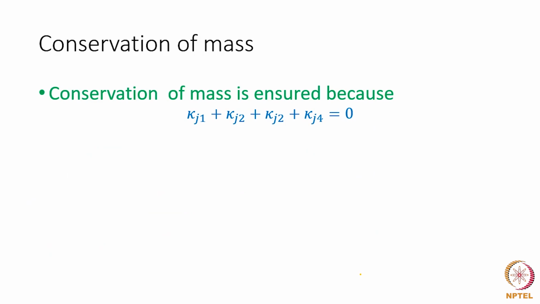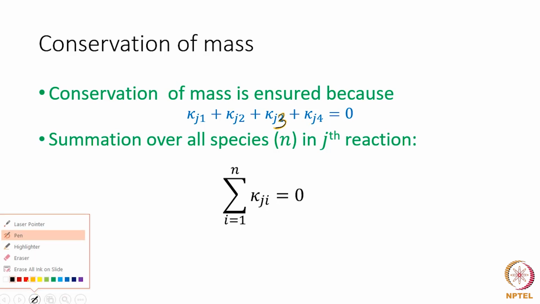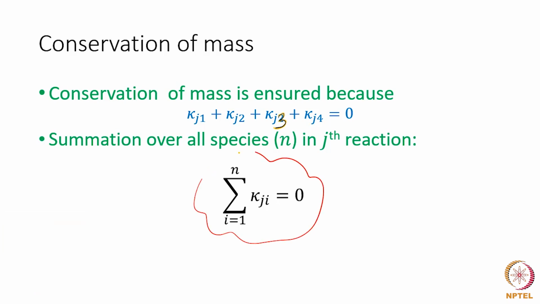So the conservation of mass is basically ensured where we choose the symbols in this particular form. So the summation of all species in the jth reaction can then be expressed as follows: the kappa ji is summed up, and we see that we can actually write the summation in the following manner, as I am highlighting here. That actually ensures the conservation of mass as the reaction is proceeding.